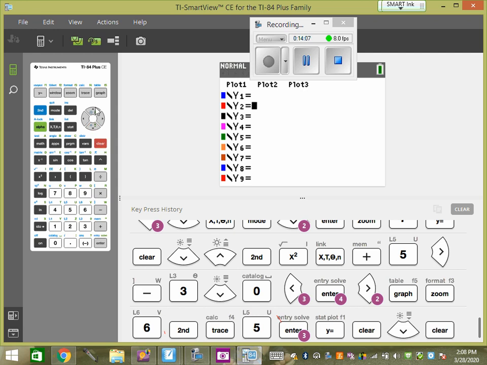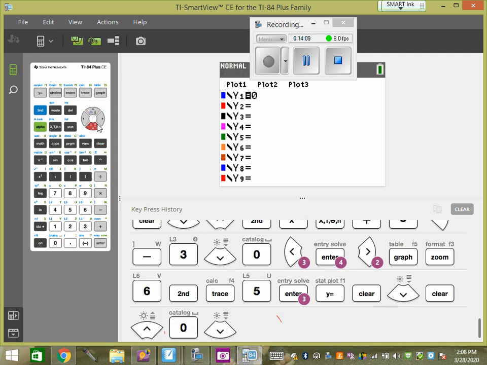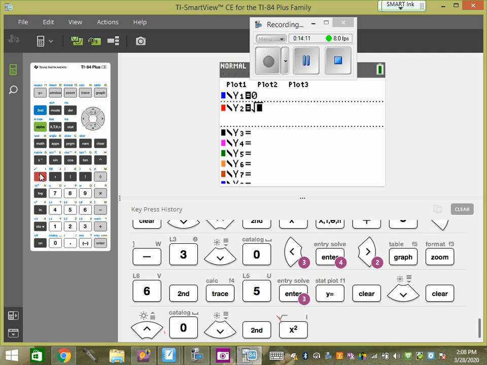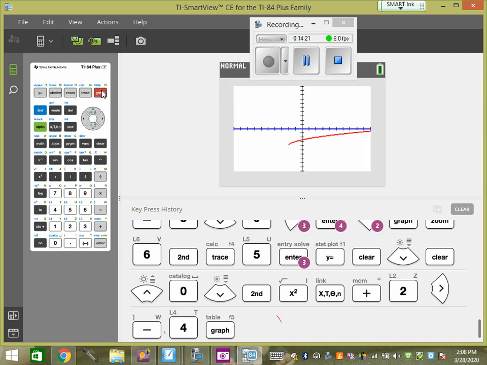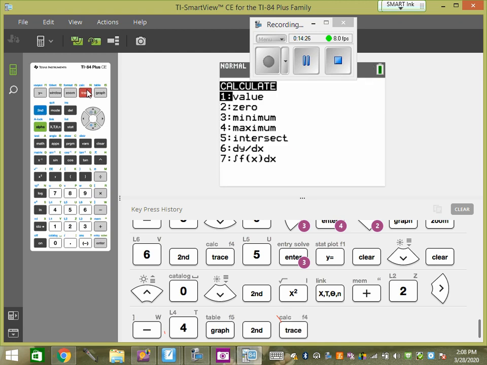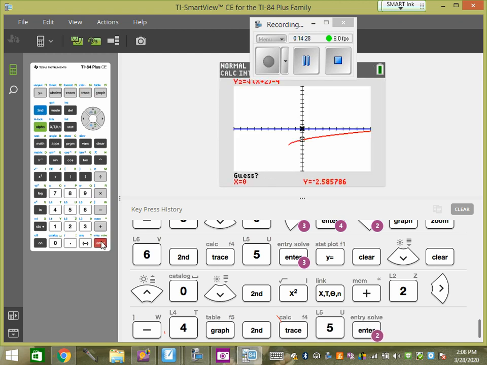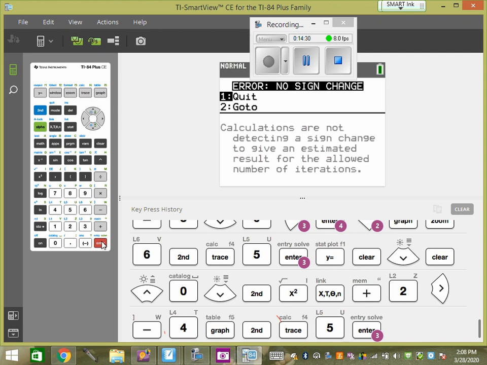So now this time I have my y1 equals 0 and my y2 equals square root x plus 2. Arrow over, so you get out of that radical sign, minus 4. Graph. So I'm going to go second, trace, intersect, enter, enter, enter. What? No sign change? What does that mean?